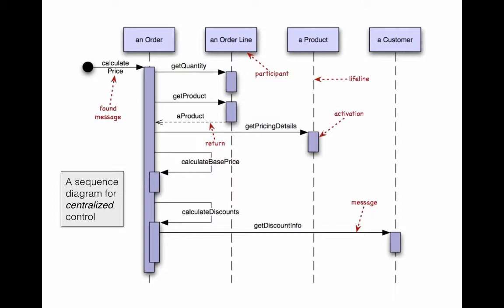Now that calculate price has access to the product, it gets the pricing details. Once it has access to the pricing details, it uses them and the quantity to calculate the base price for the order line.